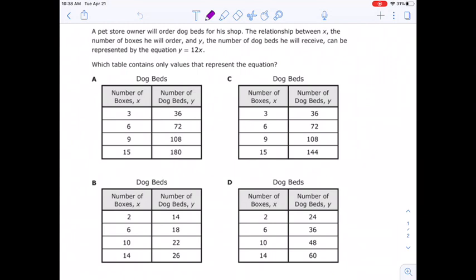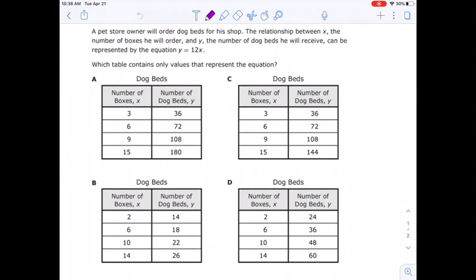A pet store owner will order dog beds for his shop. The relationship between X, the number of boxes he will order, and Y, the number of dog beds he will receive, can be represented by the equation Y equals 12X. Which table contains only values that represent the equation?